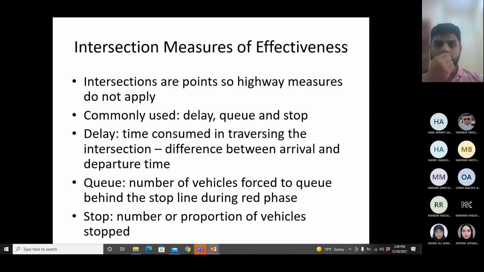Okay. The queue is defined as the number of vehicles which are stopped in the queue behind the stop line, and stop is how many vehicles are stopped because of the queue, or the percentage of vehicles which are stopped because of the queue or the signal. Okay, that is stop.